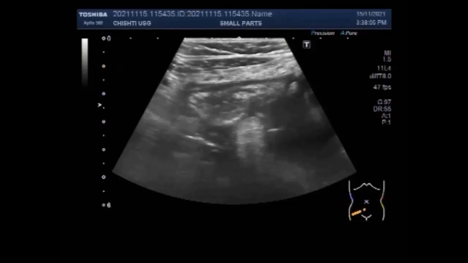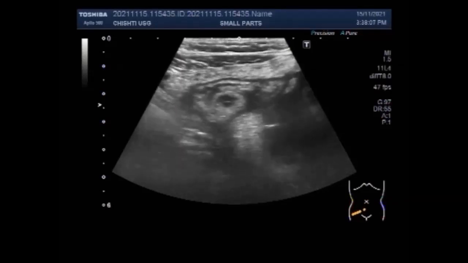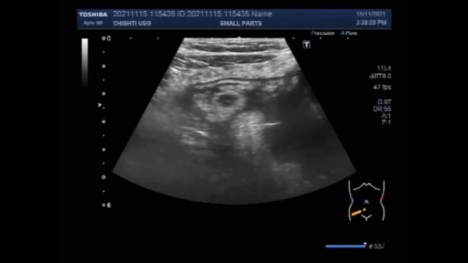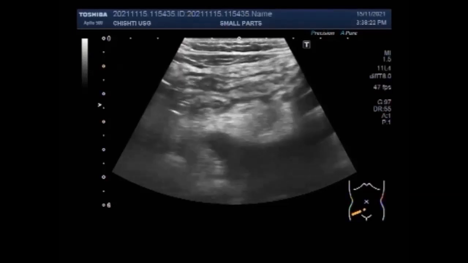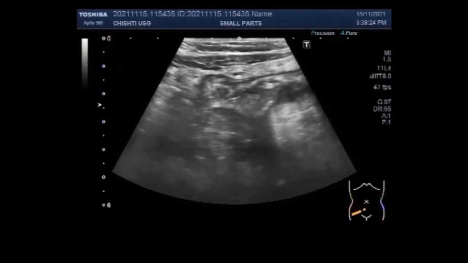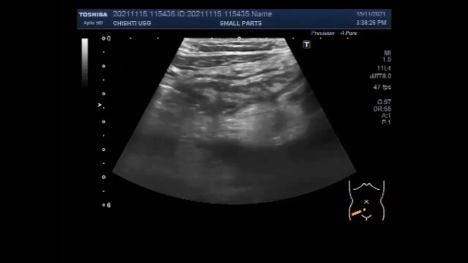symptoms. Now you can see in this area, by sweeping the probe around this area surrounding the sigmoid colon, you can see a tubular structure. Now you will see the whole length of the appendix.